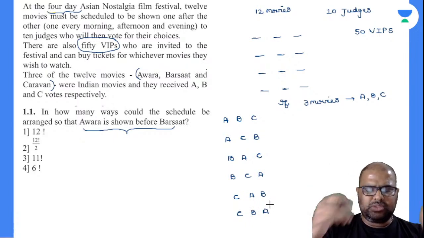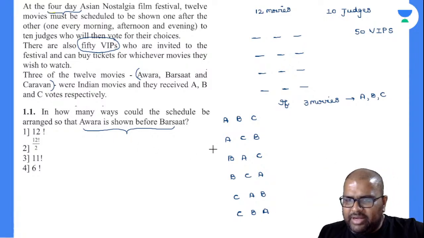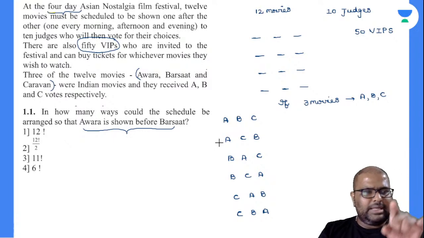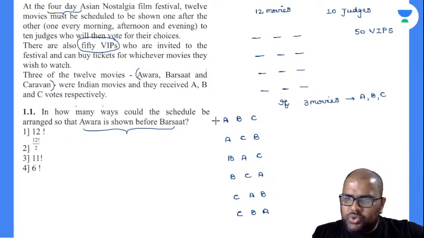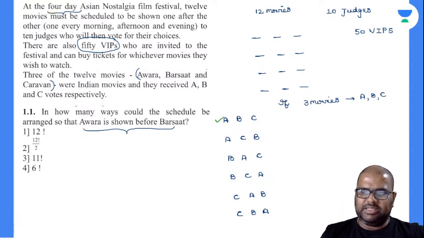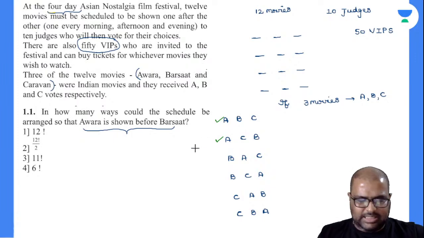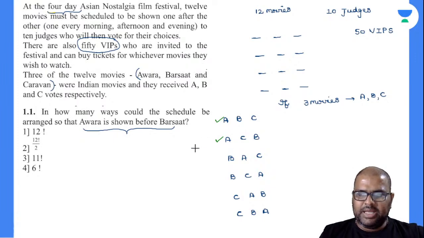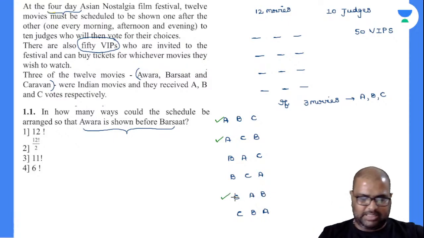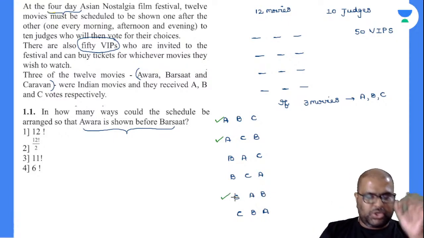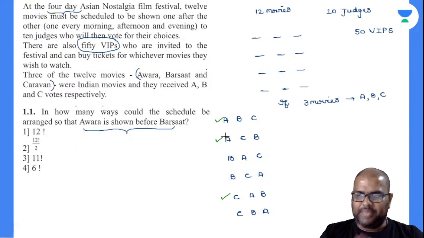Let us suppose that those 3 movies are Avara, Barsat, Caravan only. So apply your given question condition. Avara is shown before Barsat. Now see here, Avara is shown before Barsat. This condition will be satisfied here. Avara is shown before Barsat. Yes, this condition will be satisfied here. Any other? Yes, here also. Avara is shown before Barsat. So out of 6 choices, in 3 choices your condition is getting satisfied. Am I right or wrong?